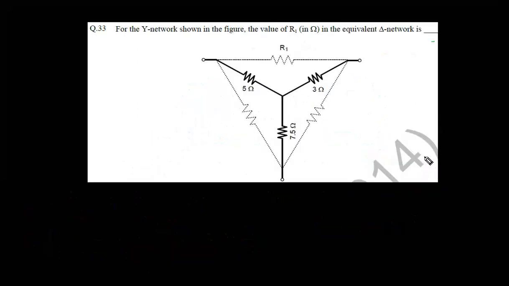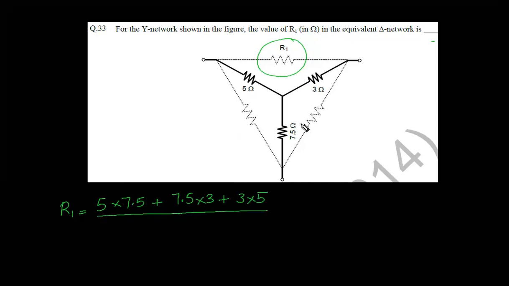Moving to another 2 mark question. For the Y network shown in the figure, find the value of R1 in the equivalent delta network. So it's a very direct, simple question too, right? So we can mark R1 equal to, on the numerator side, the sum of the individual products of two resistances. That means 5 into 7.5 plus 7.5 into 3 plus 3 into 5, divided by the opposite resistance.